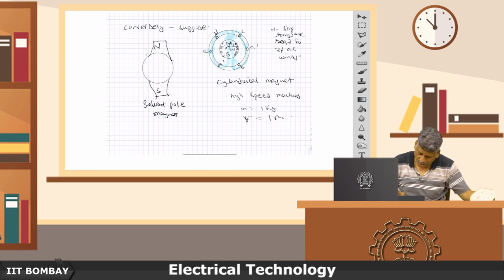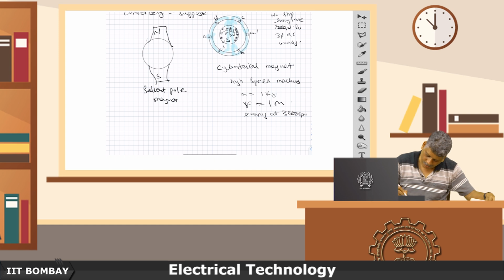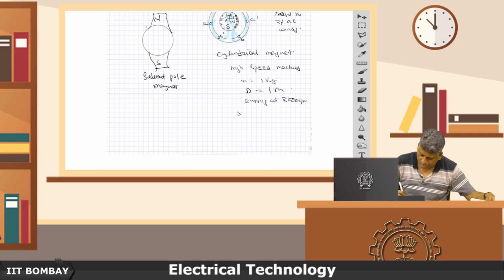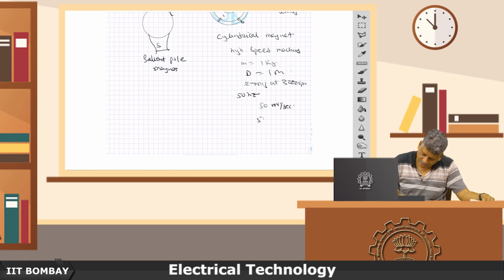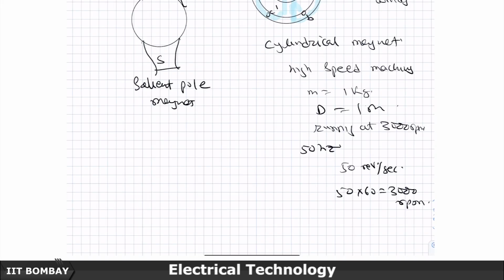and you are running it at 3000 RPM. Where does the 3000 come from? The diameter is 1 meter, 3000 RPM, because we have in India a 50 hertz system, in Europe also I think we have a 50 hertz system, in USA, North America, Canada they have a 60 hertz system, those are the standard levels. So, 50 hertz means 50 revolutions per second. So, in 1 minute 50 into 60 will give you 3000 revolutions per minute or 3000 RPM.